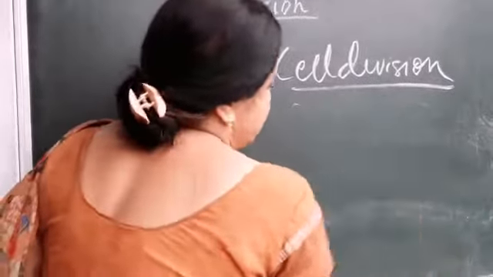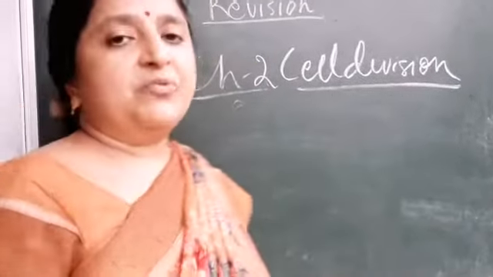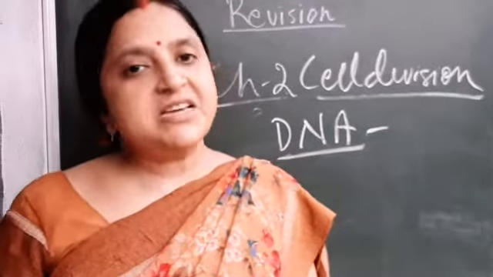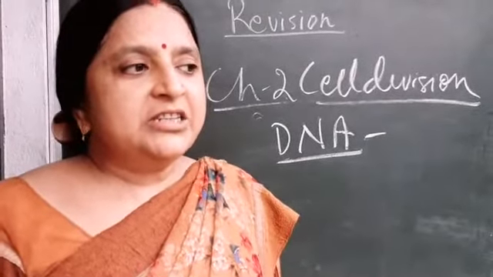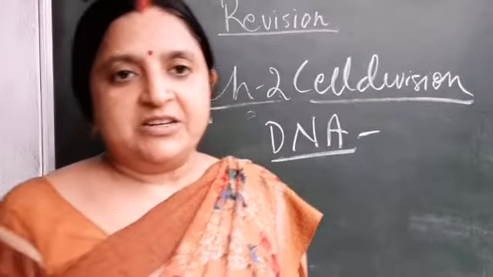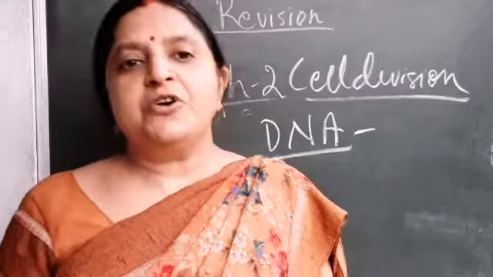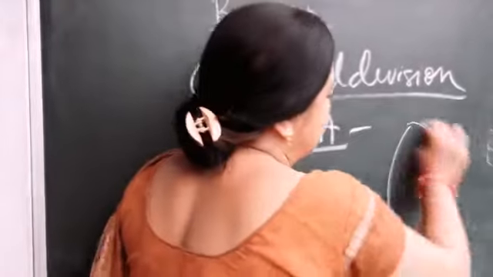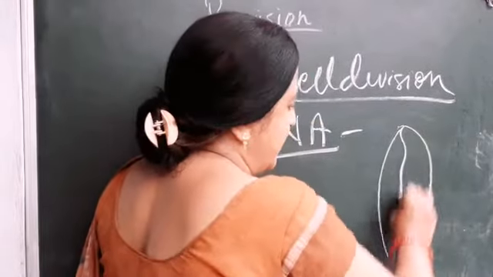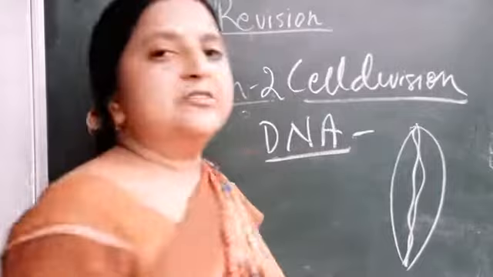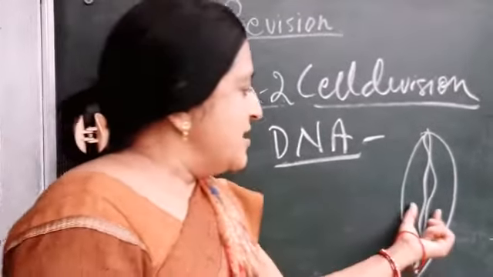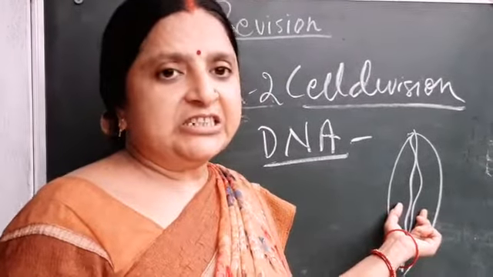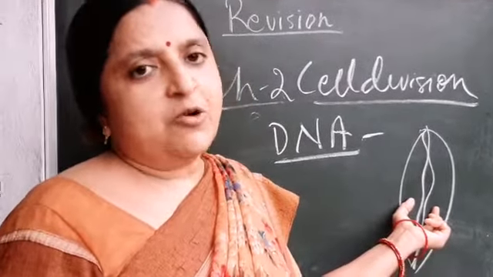Now the next topic of our chapter is DNA. DNA means deoxyribonucleic acid, and it is the code of genetic material. They are present in the chromosome like this. Suppose this is the chromatid, and they are present like this inside the chromosome, and they are responsible for transmitting characters from parents to their offspring.